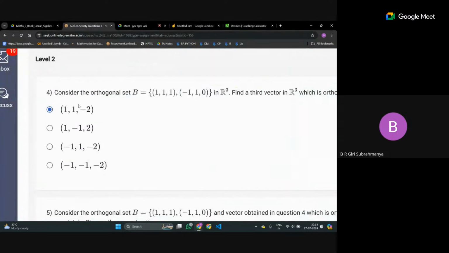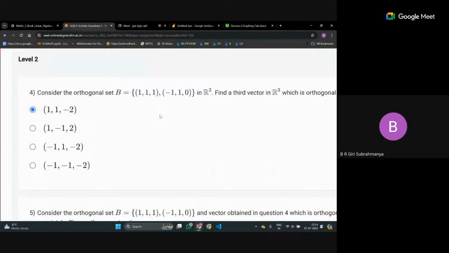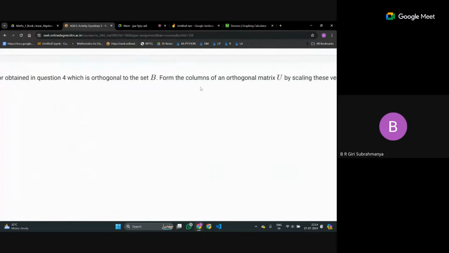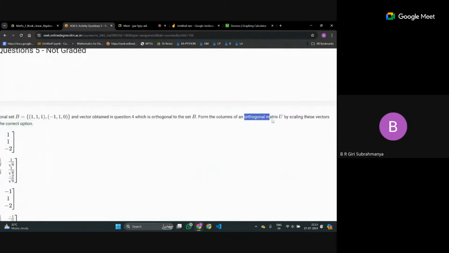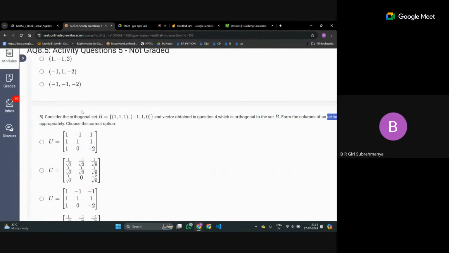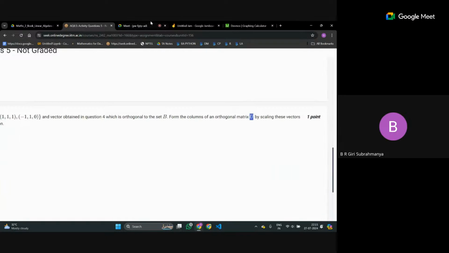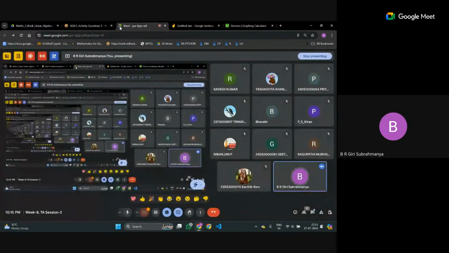So what we have to do is take these three vectors and add them as the column vectors of U, in such a way that U is an orthogonal matrix. We'll have those three vectors as column vectors. But the thing is, if U has to be an orthogonal matrix, then the column vectors have to be orthonormal, correct?